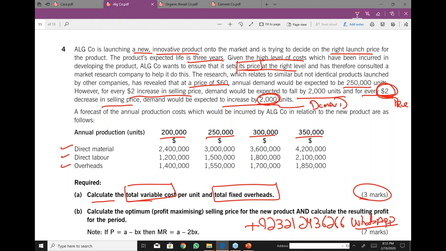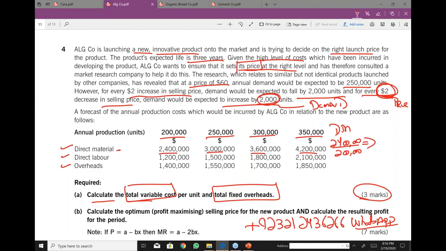So how do we find the total variable cost per unit first? Let me start with direct material. There are 4 activity levels given here, so you can divide and work out the material cost per unit. You can choose any activity because it's a variable cost, so it will remain constant per unit. So I am dividing 2400 thousand by 200,000 and I will get the per unit direct material cost.